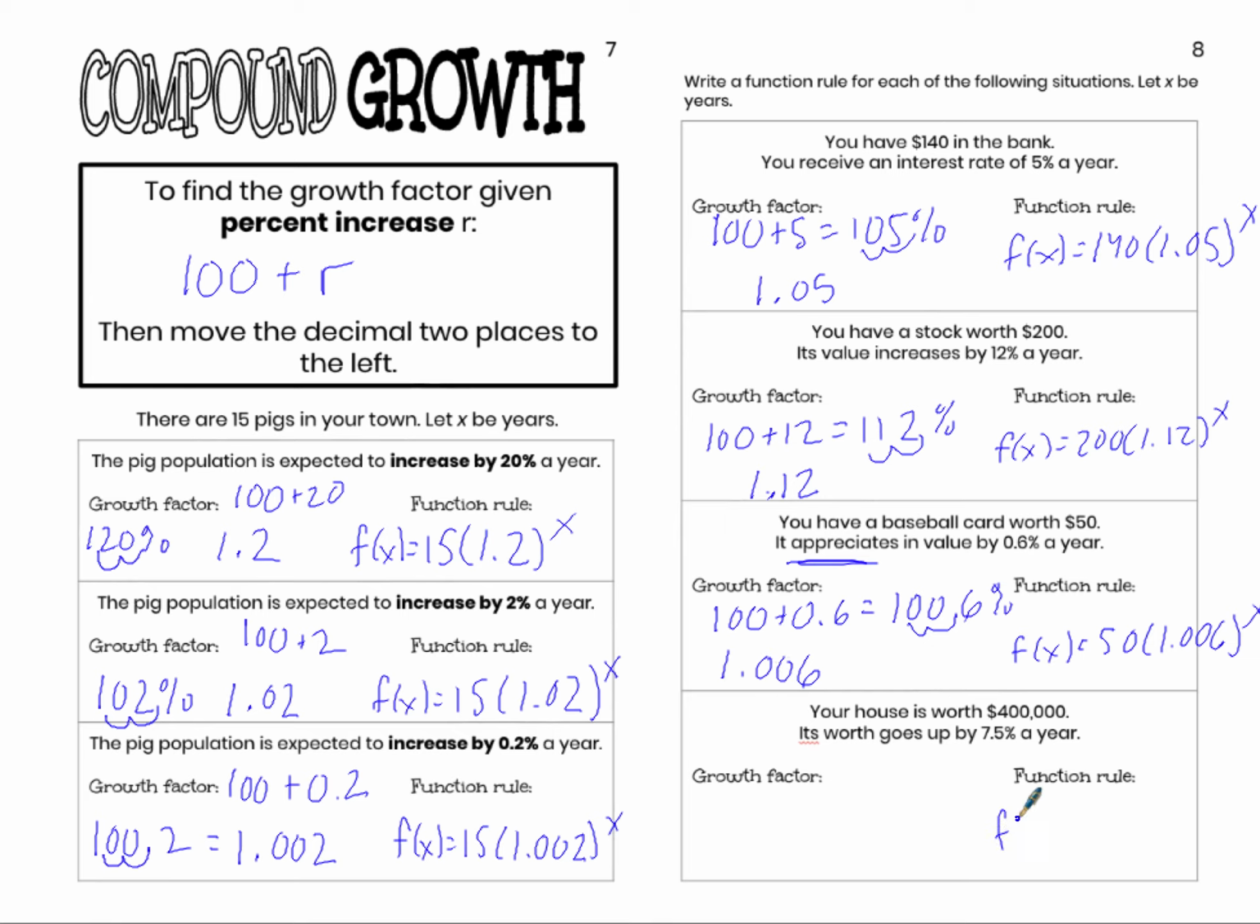House worth $400,000. Worth goes up by 7.5% a year. So the growth factor is 100 plus 7.5, which is 107.5. Move the decimal 2 to the left, and I have a growth factor of 1.075.